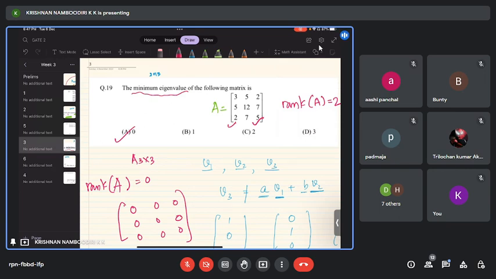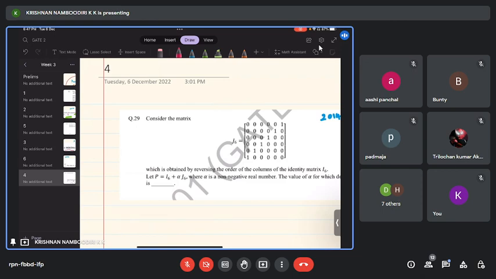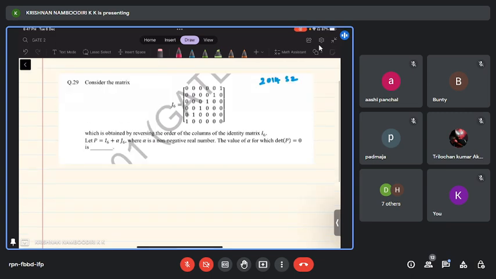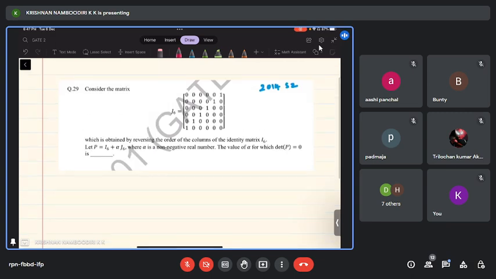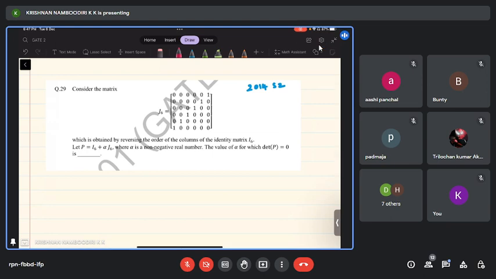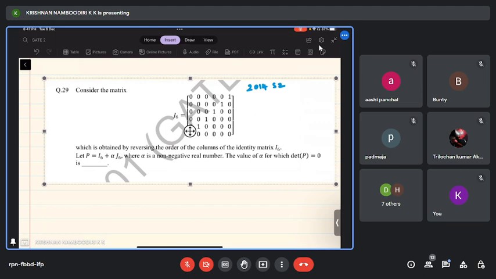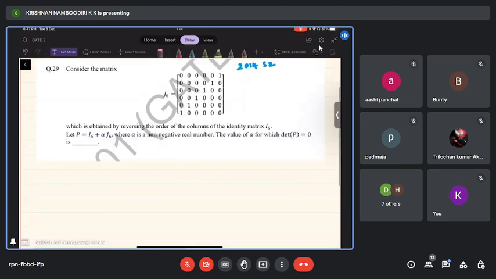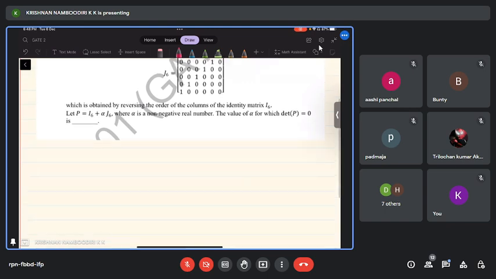Okay. Now we have some very interesting questions. I think we are running short of time, but still I will try to do as fast as possible. Now, is the question visible to everyone? This is again from 2014. Yeah, this is a matrix. They have called it J6. It's a 6x6 matrix. Okay. So I will write it. I think it's not very clear.